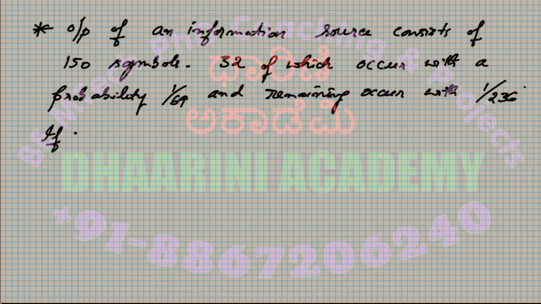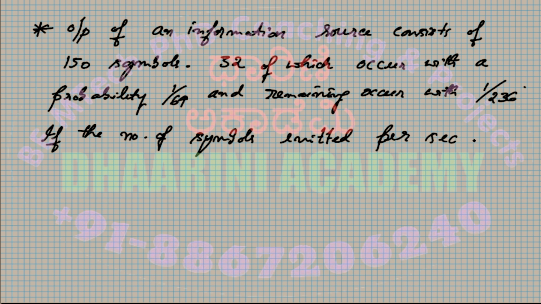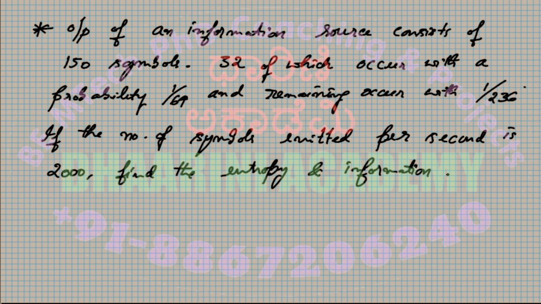Okay, if the number of symbols emitted per second is 2000, calculate, find the entropy and the information rate. This is the question.